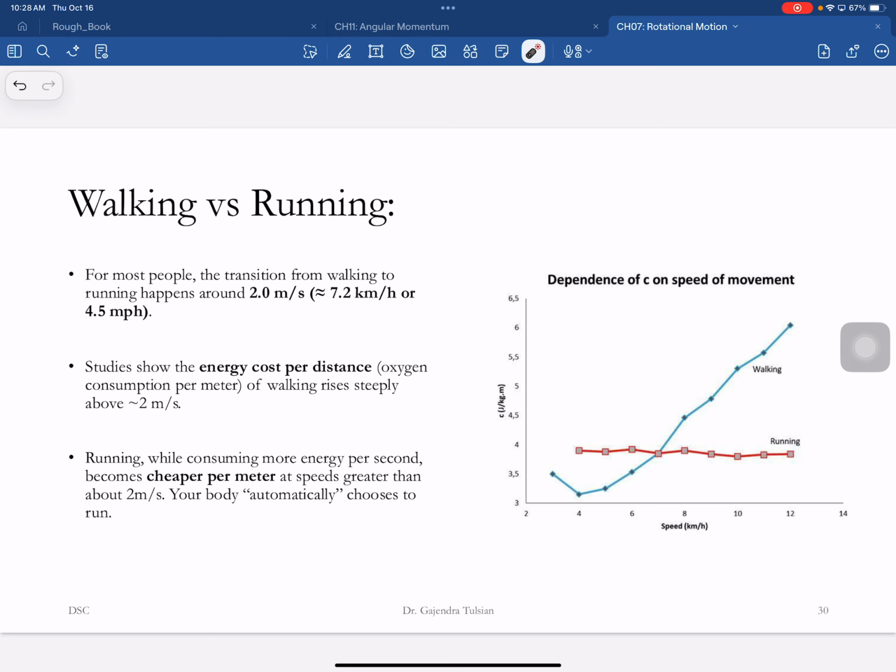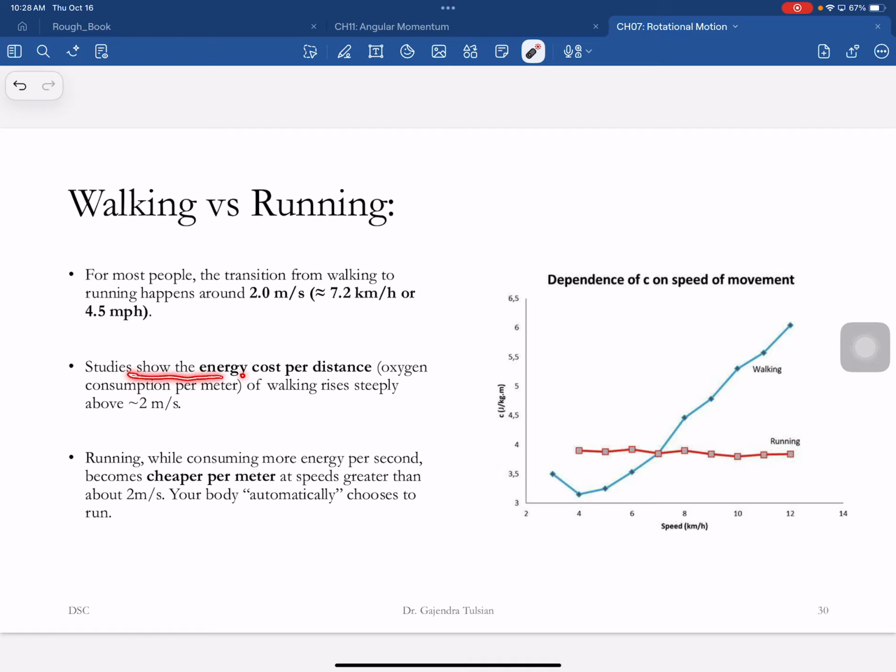So, let's see, walking is more efficient. So this is the energy used per meter. That is per distance covered, unit distance covered. Okay? For most people, the transition from walking to running happens around 2 meters per second. That's 7 kilometers per hour, or about 4.5 miles per hour.